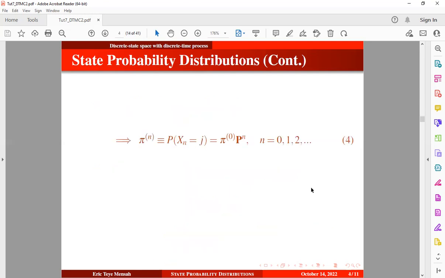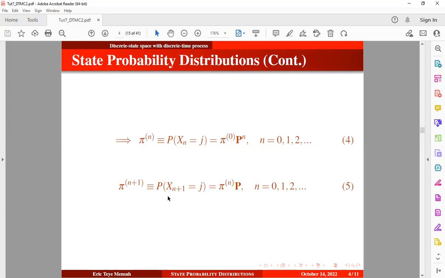So we can deduce that the state probability distribution at time n can be obtained using the expression in equation 4. We just have to know the initial probability distribution, and you can obtain the result for the others. Intuitively, the state probability distribution at time n plus 1 can also be obtained using the expression in equation 5.